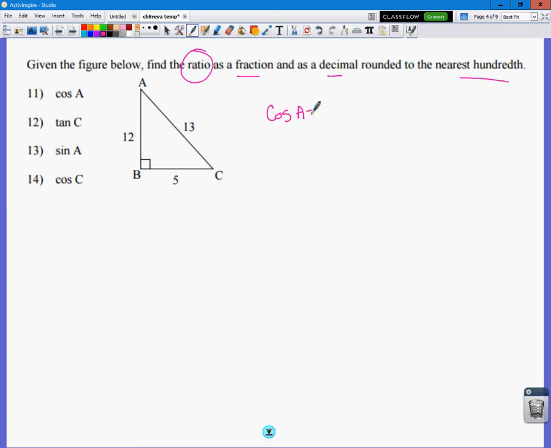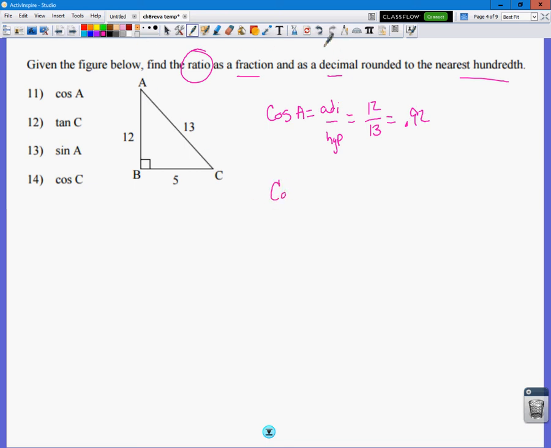Cosine of A. Cosine means adjacent over hypotenuse. Adjacent to A is 12. The hypotenuse is 13. And in decimal form, this would be 0.92.